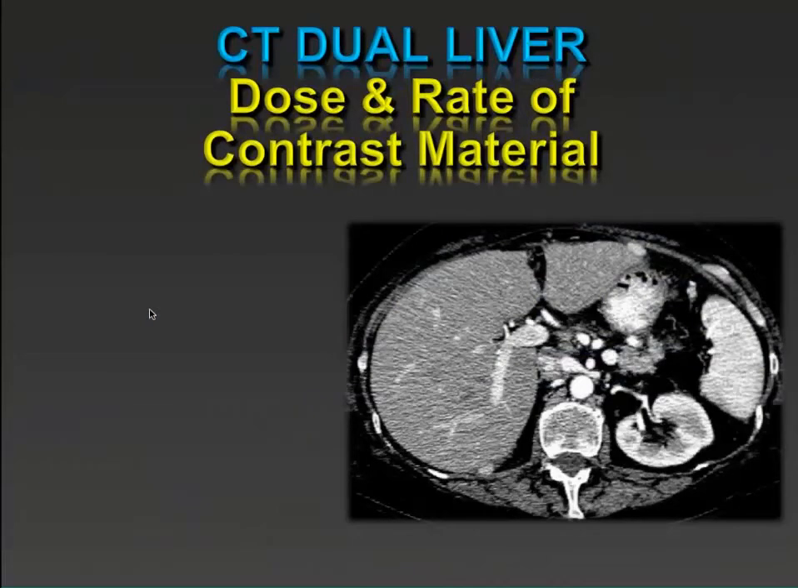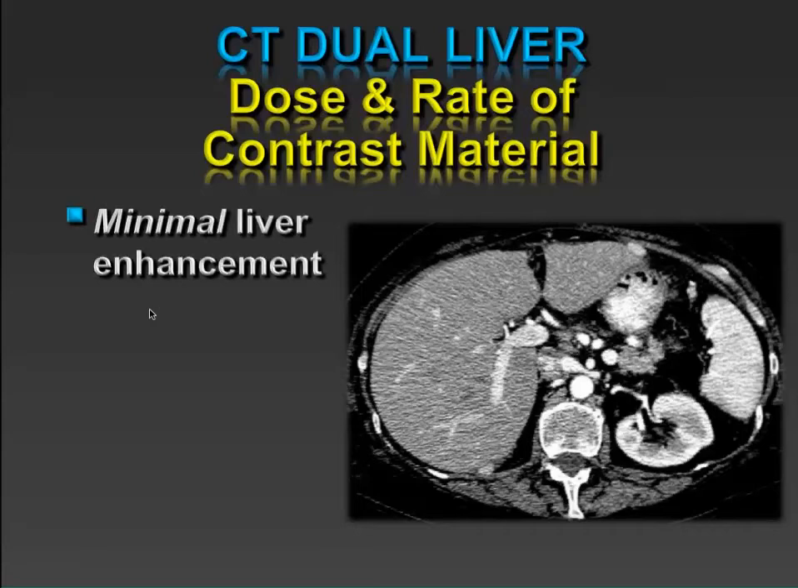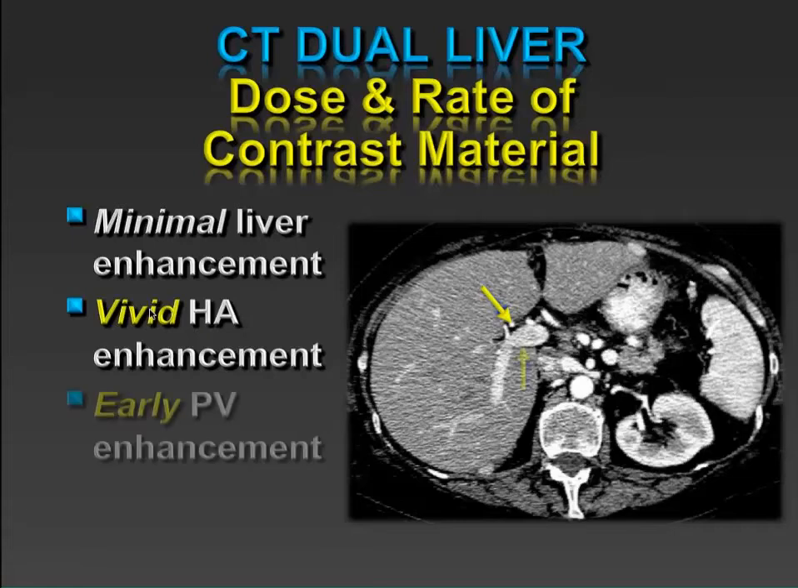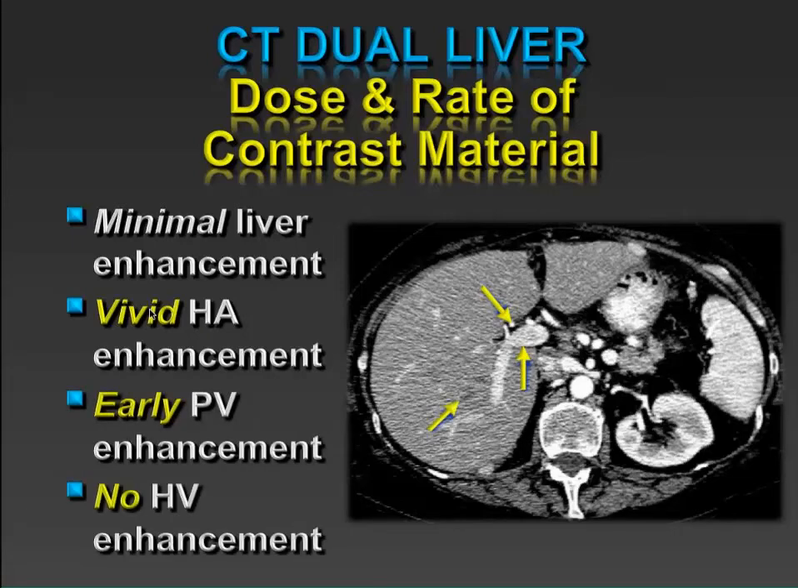All right, so again, what we're looking for in the arterial phase of the liver is minimal parenchymal enhancement, vivid arterial enhancement, some early portal venous enhancement, no hepatic venous enhancement, and then hopefully we'll see hypervascular tumor enhancement, as in this patient.